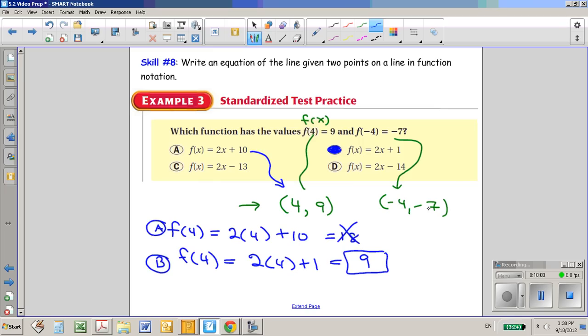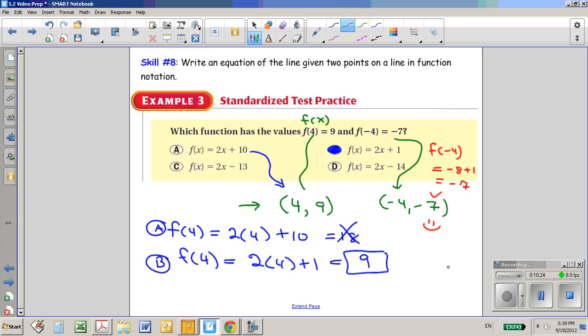And what you can do to double check is you can actually use the other point just to make sure. So if you substitute x with -4, you should get -7. So I get -8 plus 1, which is -7, and that's exactly what it needed to be, so you know that you're good.